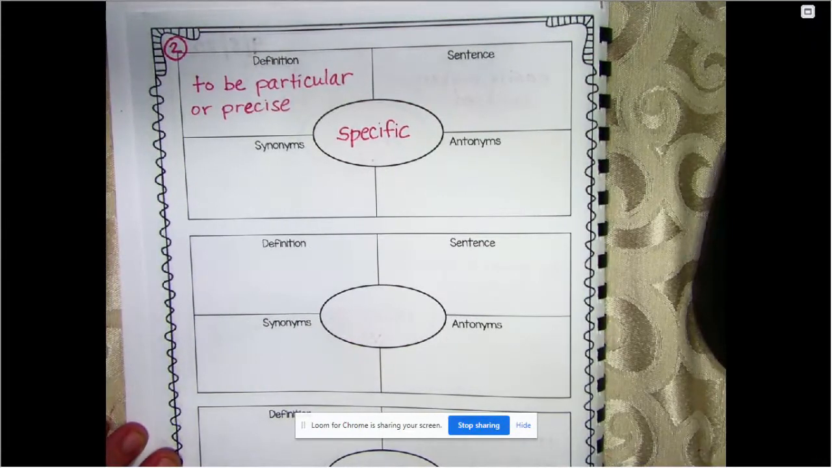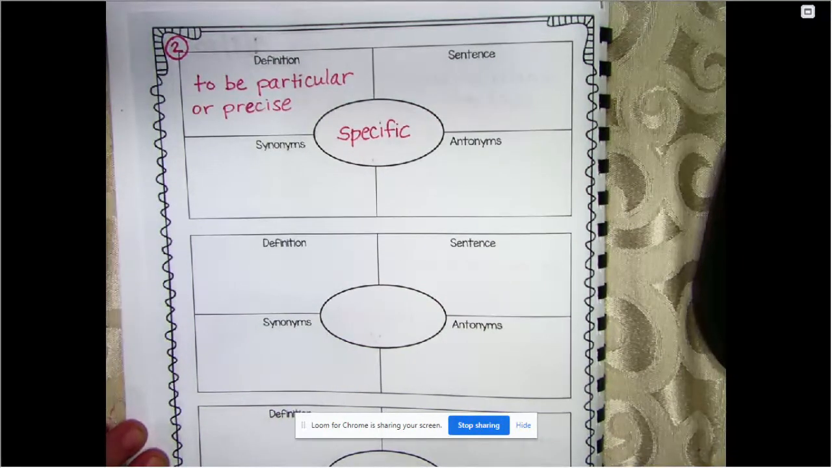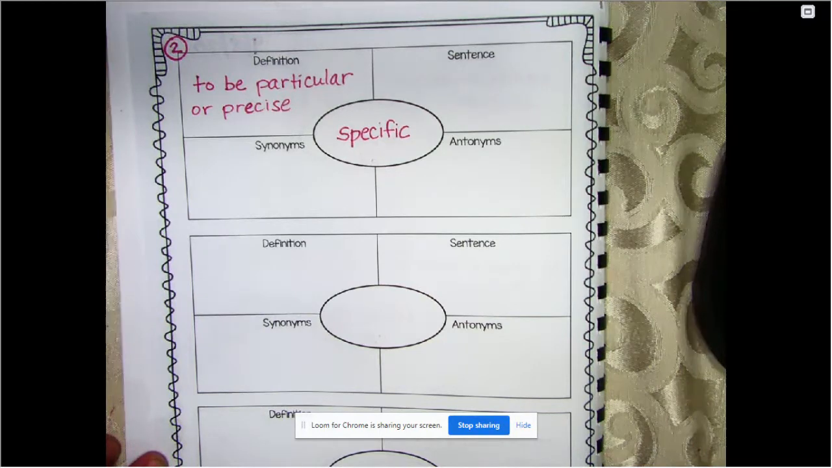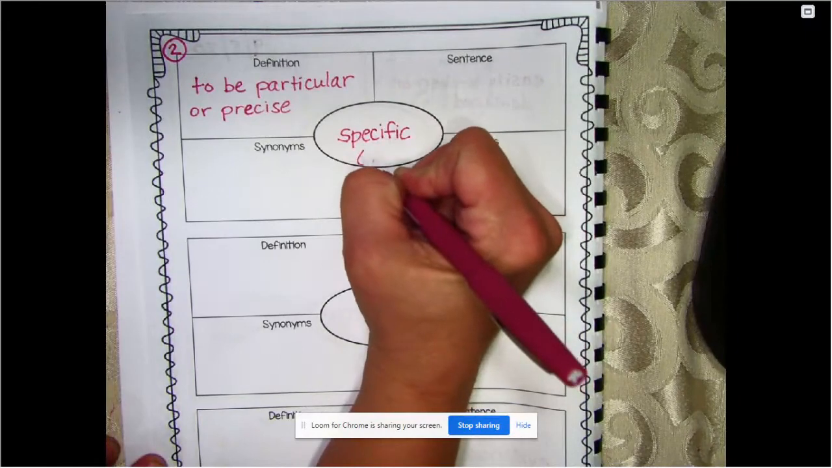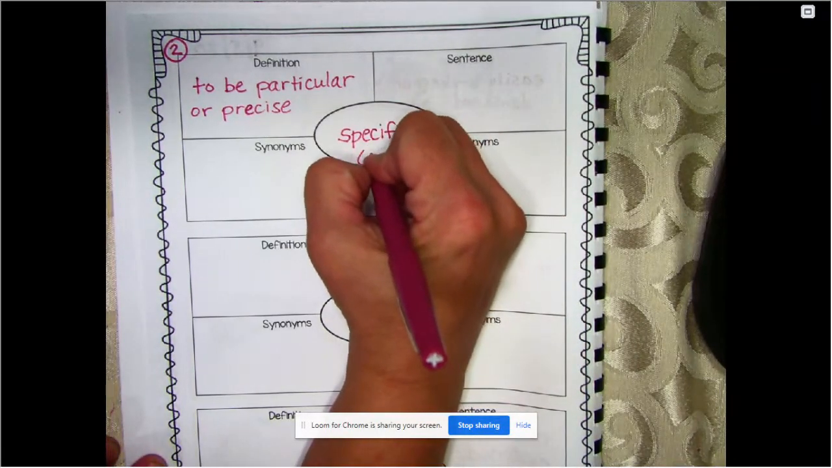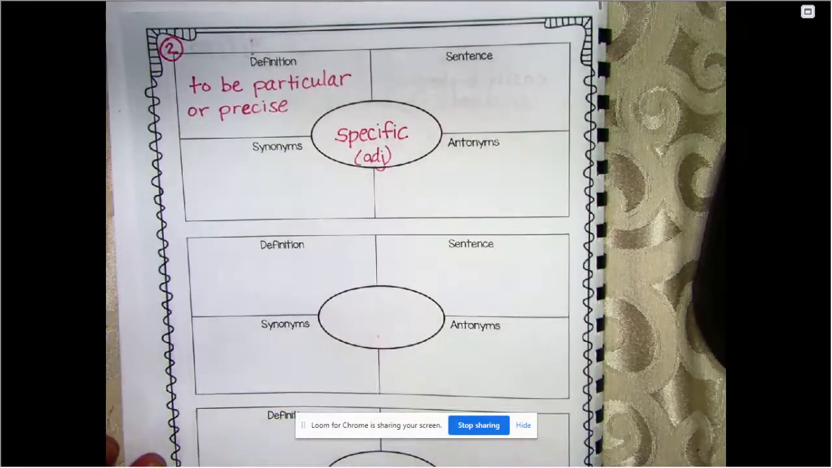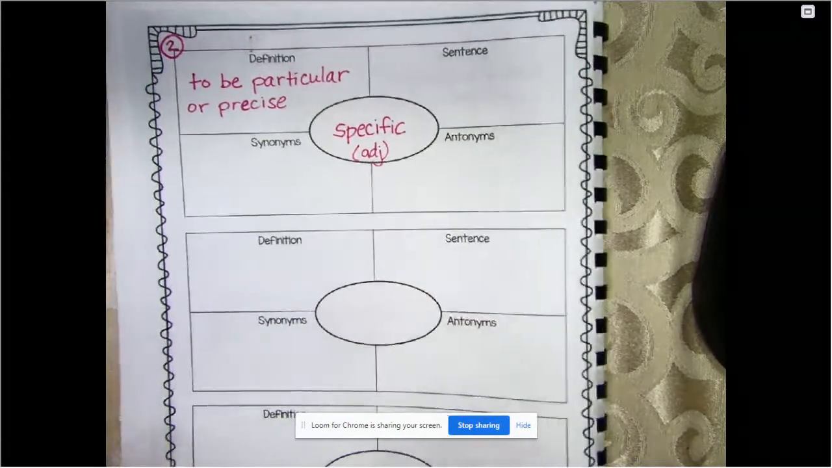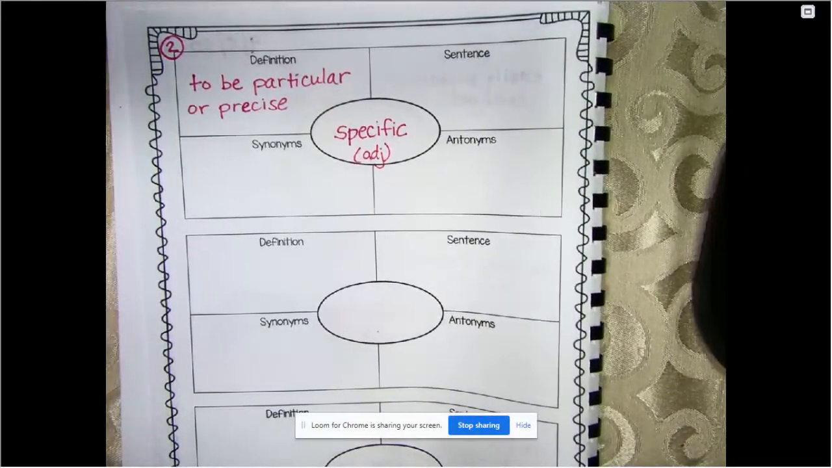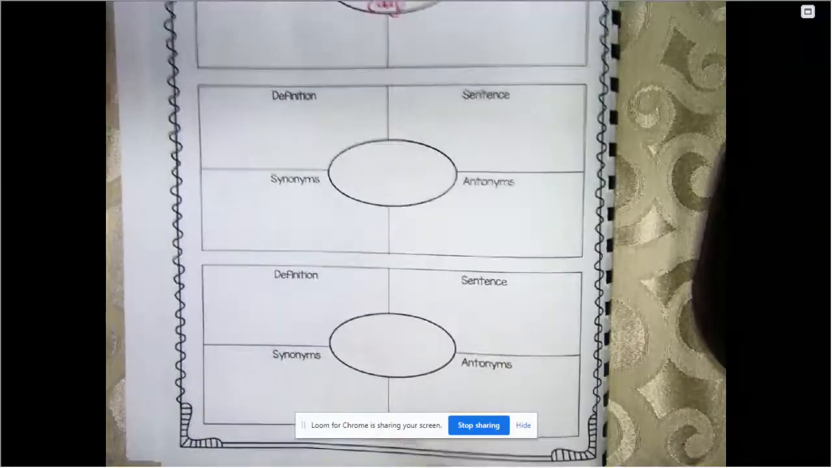So I would like a specific donut out of the box. I would like the donut to have sprinkles. So that is a specific donut. And it's describing what kind of donut I want. So this word is, what do we call a word that describes a noun? Did you say adjective? Good job. Again, pause. We've got one more word to go. So pause this part and get that written down and then come back for our last word.